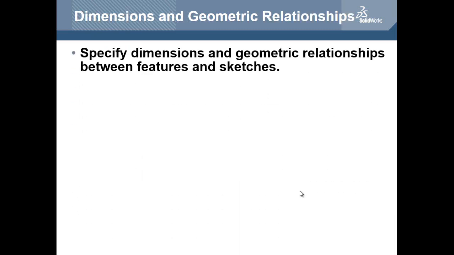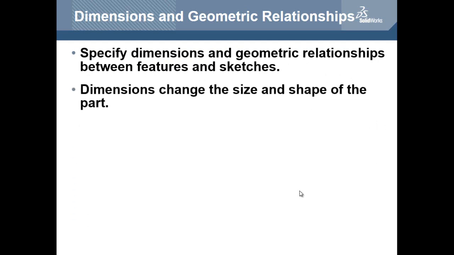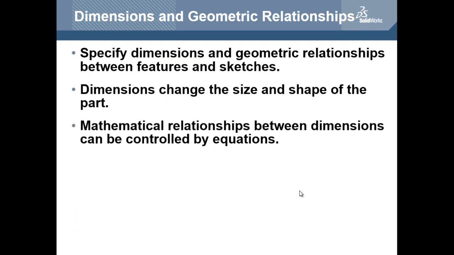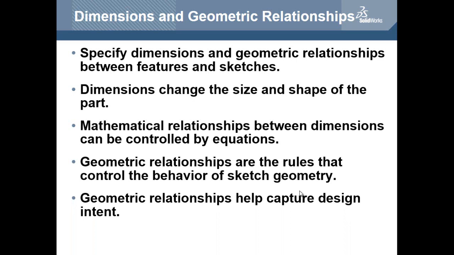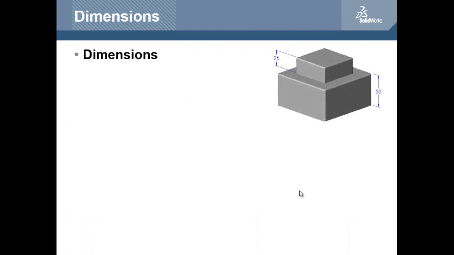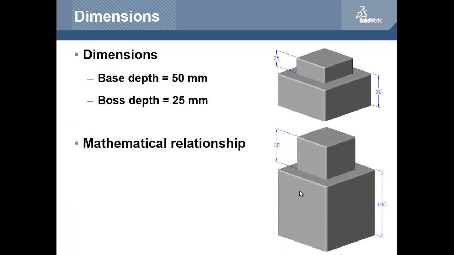Specify dimensions and geometric relations between features and sketches. Dimensions change the size and shape of the part. Mathematical relationships between dimensions can be controlled by equations. Geometric relationships are the rules that control the behavior of sketch geometry. Geometric relationships can help capture design intent. Dimensions: base depth equals 50 millimeters, boss depth equals 25 millimeters. Mathematical relationship: boss depth equals base depth divided by 2.